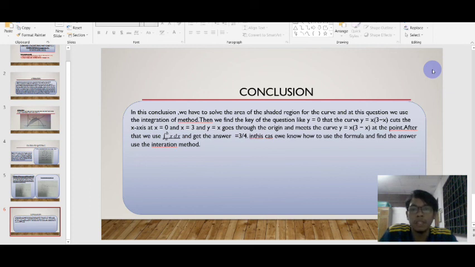After that we use the formula and get the answer. In this case, we know how to use the formula and find the answer using the integration method.